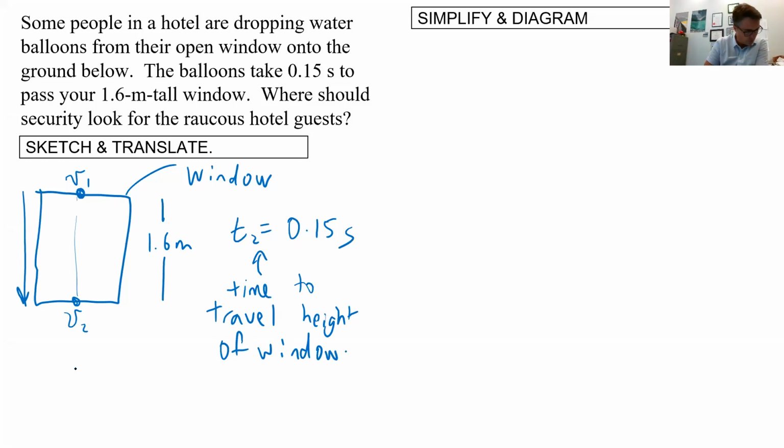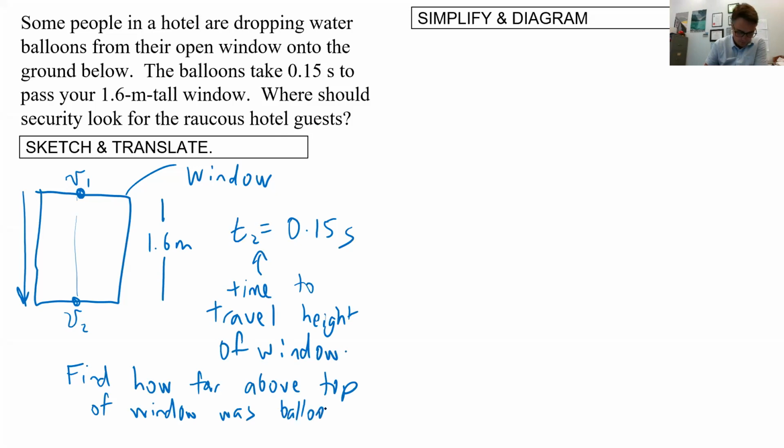And then they're asking to find how far above the top of the window was the balloon dropped from rest. So assume the initial drop, they didn't throw it down, was from rest.